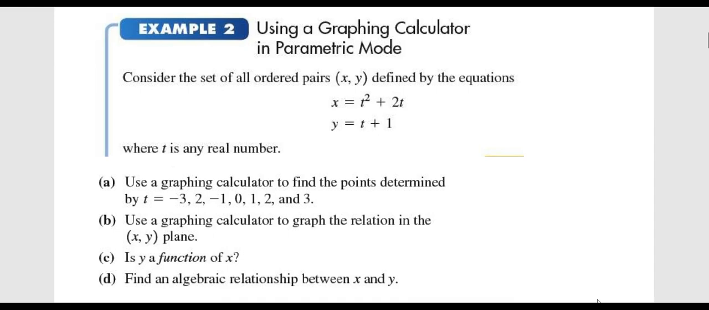Consider the set of all ordered pairs defined by this equation. All right, so we go into our y equals, we've got t squared plus 2t for x. And then for y, we've got t plus 1. Come on. You know how to do A. What if you jump down to B? Graph it.